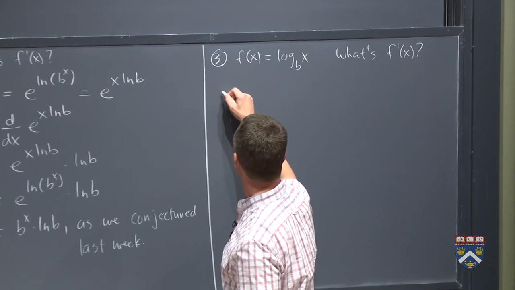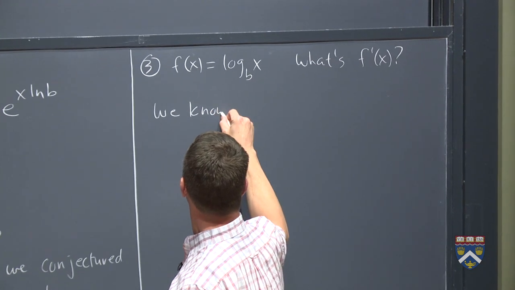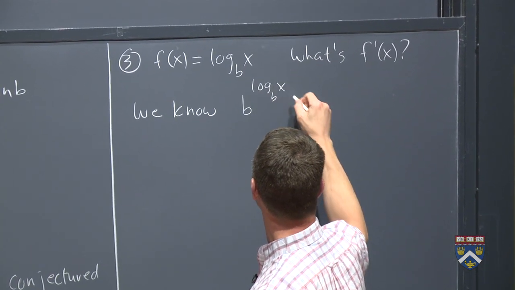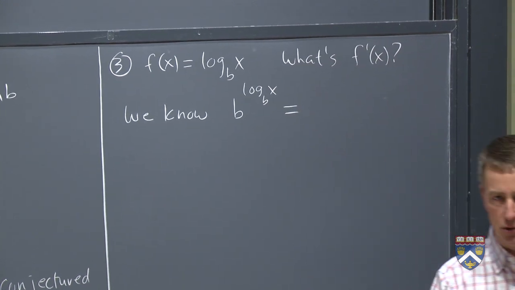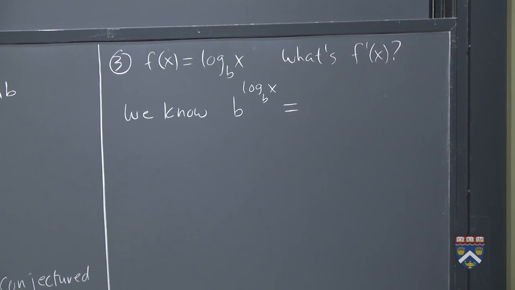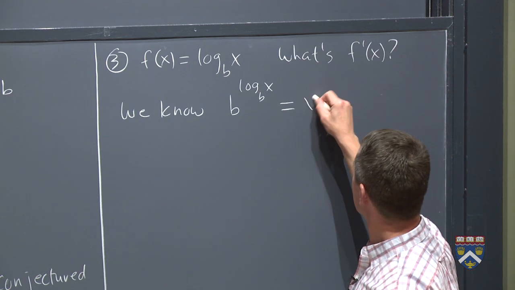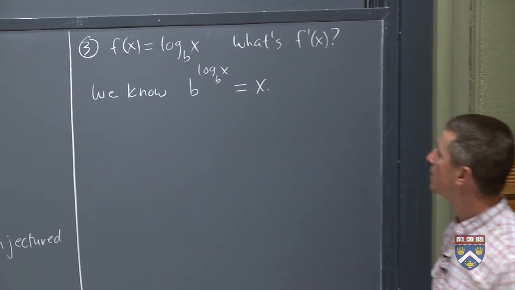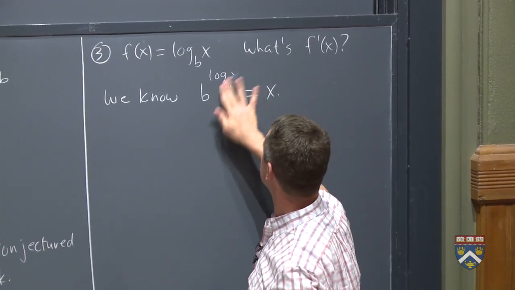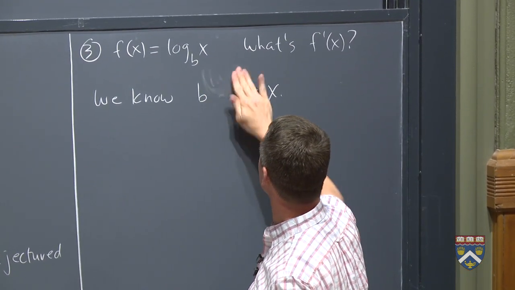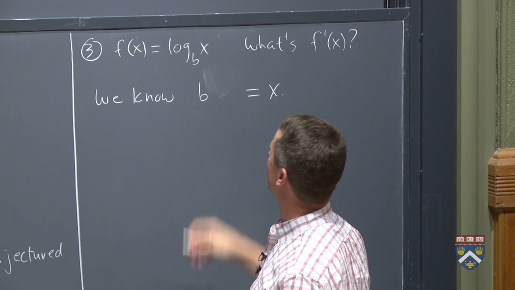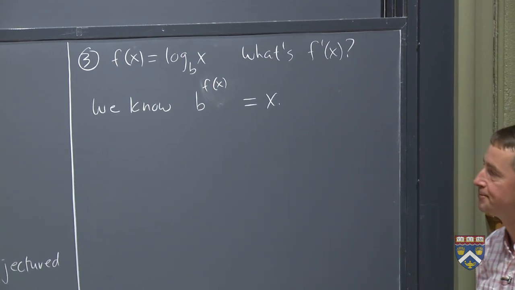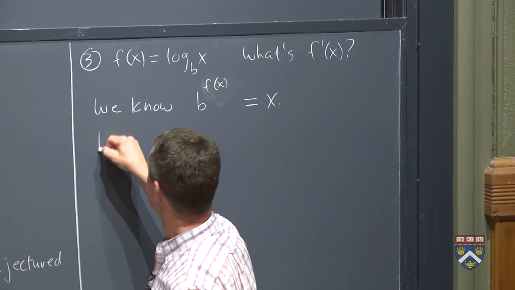So we know that if I take b and I raise it to the log base b of x, from week 2, what are we going to get every single time? We're going to get x. So this is exactly in parallel with what we did in part 1 over there. Except that over there, I wrote this as f of x, which is what I'm going to do here too. So this is our function f of x. I'm using the name f of x for log base b of x. So now I can take the derivative of each side.